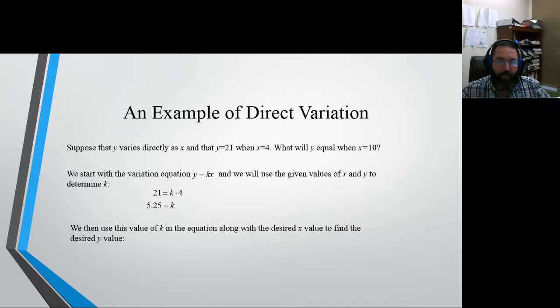Then we use this value of k in the equation along with the desired x value to find the desired y value. So we get y is equal to 5.25 times 10, which results in y being equal to 52.5. So under this current relationship, if x is 10, y will be 52.5.